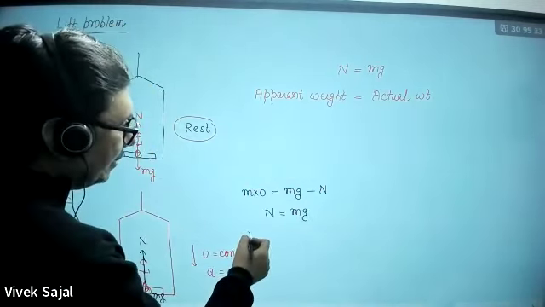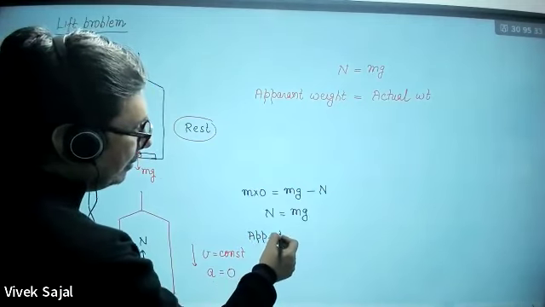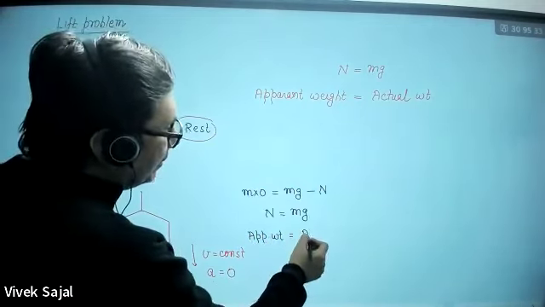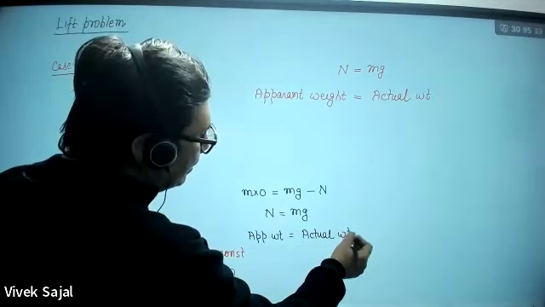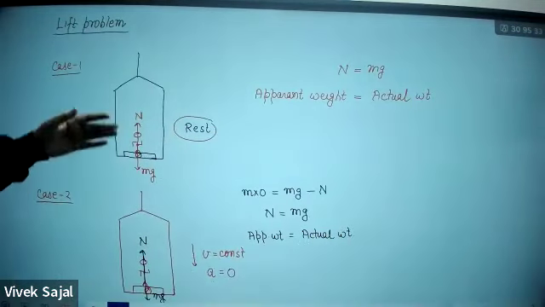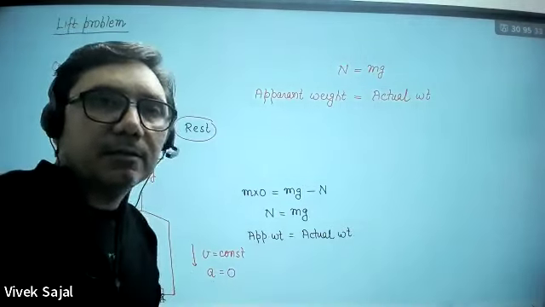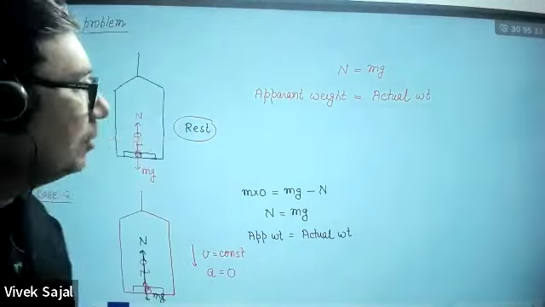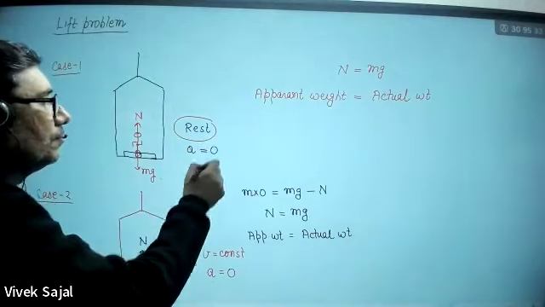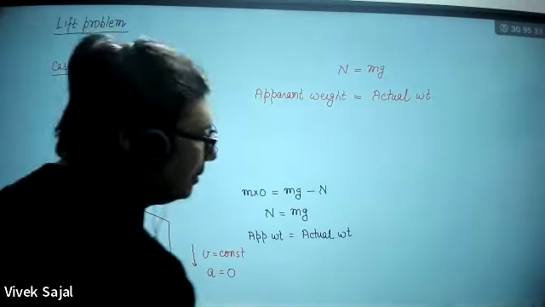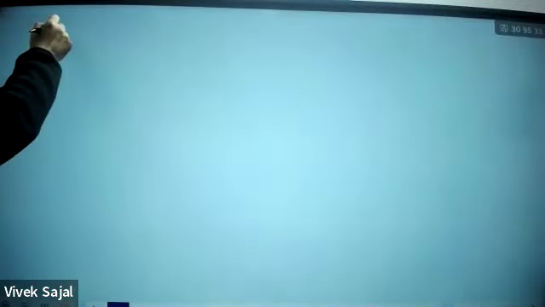So apparent weight is equal to actual weight. Actual weight in this case. So this was the second. So in these two cases, whatever weight you are going to observe in the weighing machine on the earth, same weight you are going to observe here. Because acceleration in both cases is 0. If it is at rest, acceleration is 0. But things change if this lift starts moving in the downward or upward direction with some acceleration.